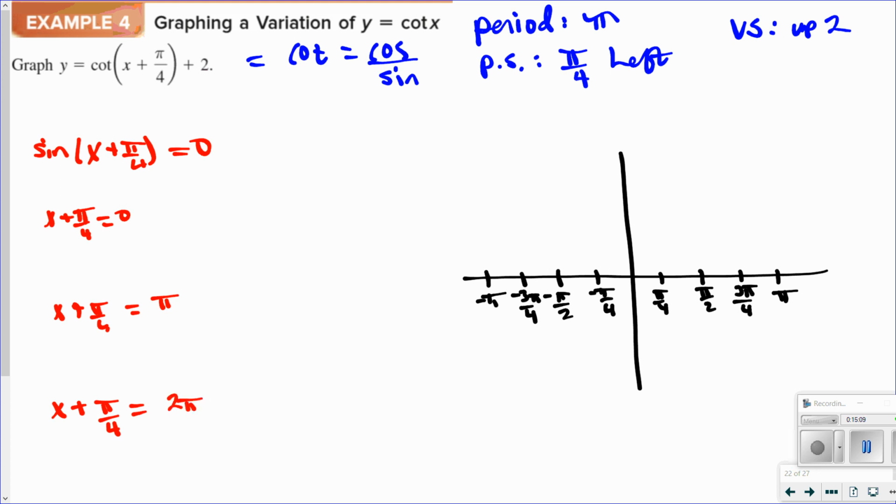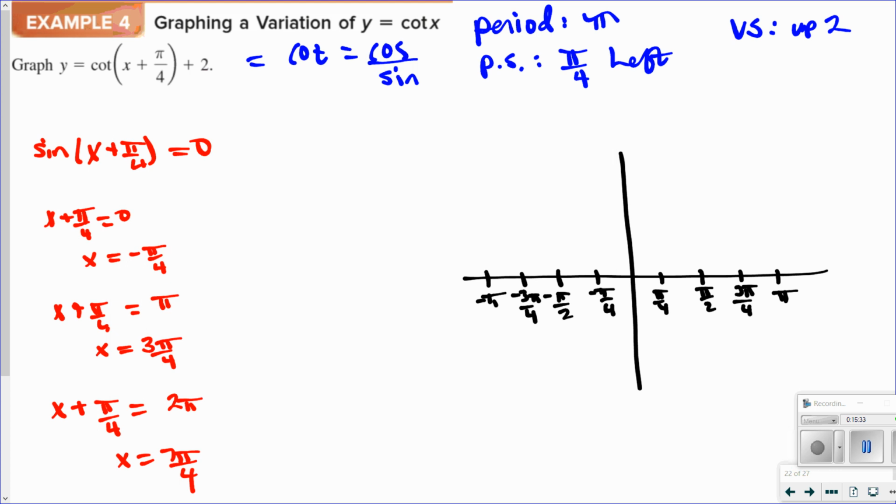And now I'm going to subtract pi over 4. So here I get negative pi over 4. Pi minus pi over 4 would be 4 pi over 4 minus pi over 4, which is 3 pi over 4. And then 2 pi would be 8 pi over 4 minus pi over 4, which is 7 pi over 4. This is kind of past the domain that I'm graphing on.